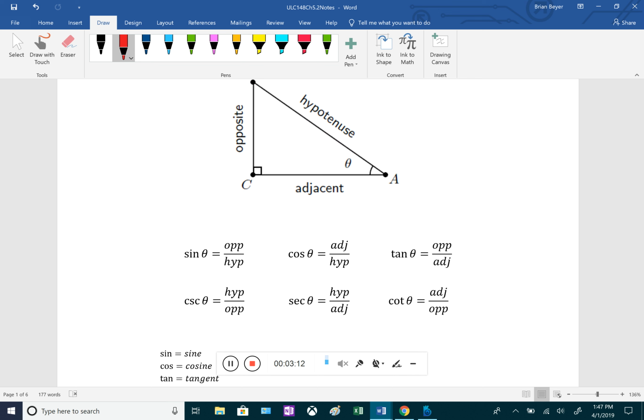A way that you can remember the first 3, sine, cosine, and tangent, which you probably remember, is SOHCAHTOA. For the SOH, sine is opposite over hypotenuse, so OH. Cosine is adjacent over hypotenuse, so AH. And tangent is opposite over adjacent, so OA. So that's SOHCAHTOA for the main 3 trig functions.